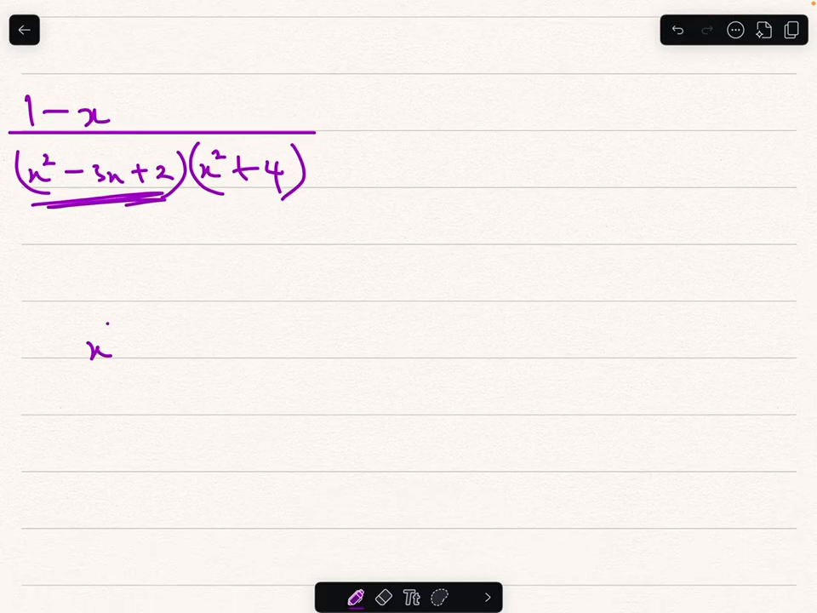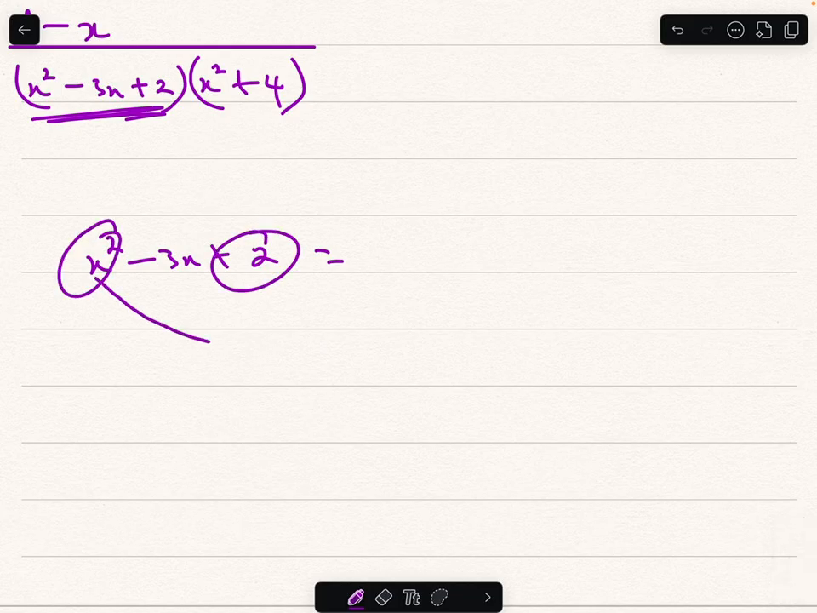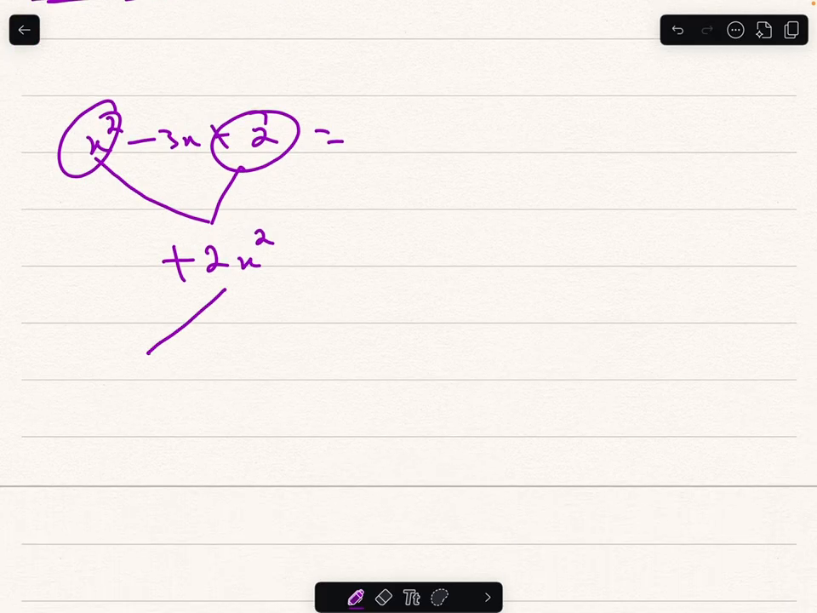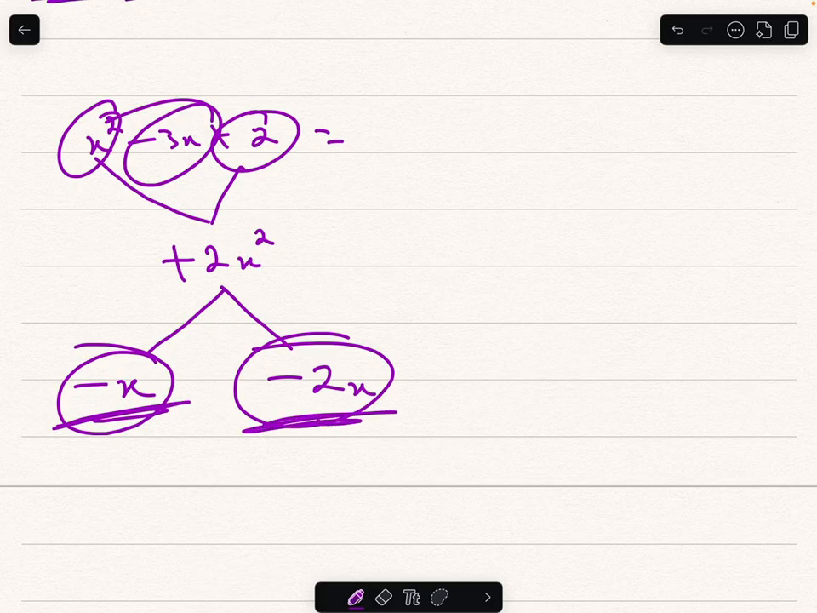If we factorize that, we have x squared minus 3x plus 2. Let's try to factorize that. That will be 2 times x squared, that's plus 2x squared. What do we add together to get minus 3x and multiply to get 2x squared? What would that be? That's minus x and minus 2x. Minus x minus 2x is minus 3x, and minus x times minus 2x is plus 2x squared.